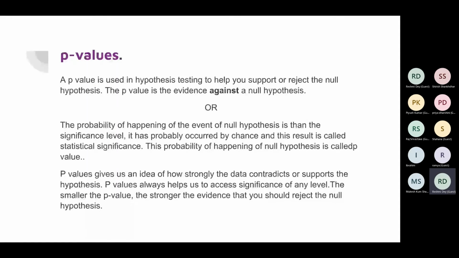The p-value gives us an idea of how strongly the data contradicts or supports the hypothesis. P-values always help us to assess significance at any level, be it 5%, 1%, or 10%. The smaller the value, the stronger the evidence that you should reject the null hypothesis. If our p-value is greater than the significance level, then we might accept our null hypothesis. But if it is smaller than the level of significance, we will reject our null hypothesis.